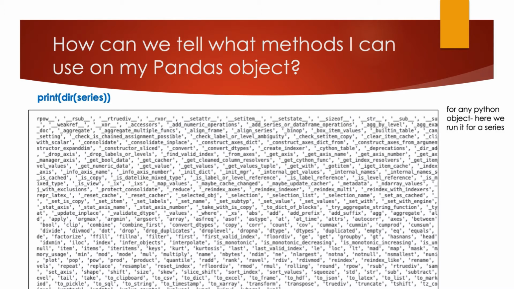If you want to know, as you would with any data type in Python, what methods are available to you, you can print out the series with the dir method in front of it, like I have here: print(dir(series)). You can do the same for the data frame, whatever you name your data frame, and you will be able to see what methods you have at your disposal.